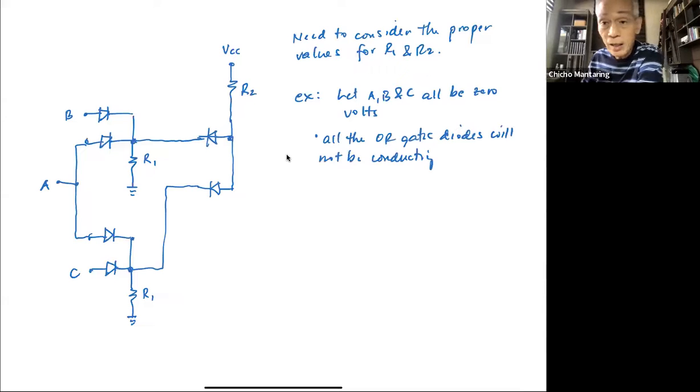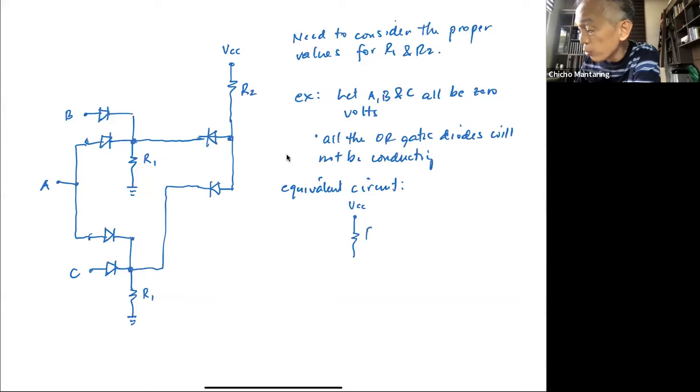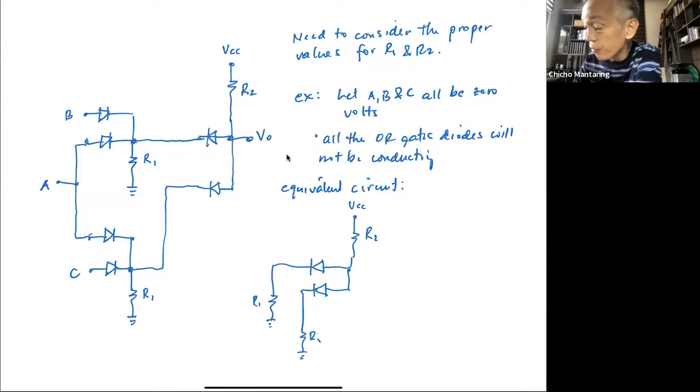So anong magiging equivalent circuit ko? Okay, my equivalent circuit, I'm going to have VCC. Then I'm going to have R2. Then I have a diode here, R1. And then I have another diode here. And then another R1. Now, where is my output? My output is here. This is V sub O.